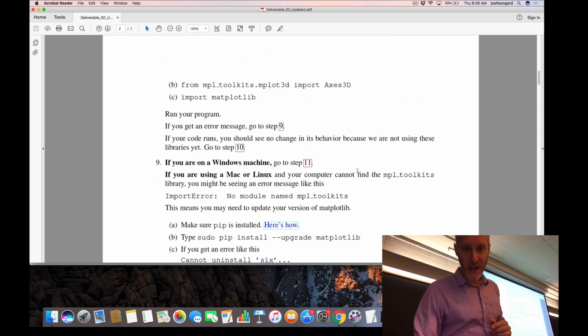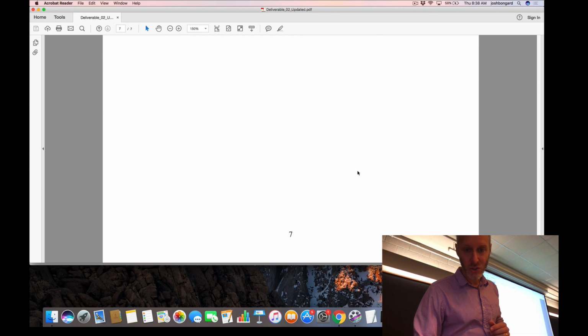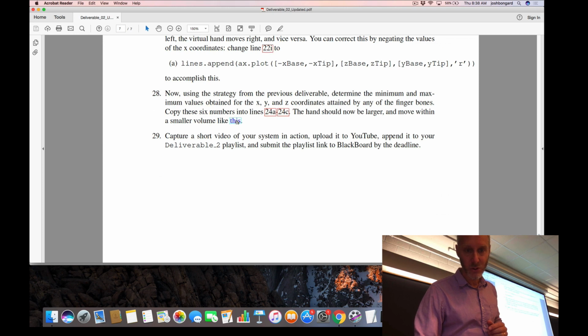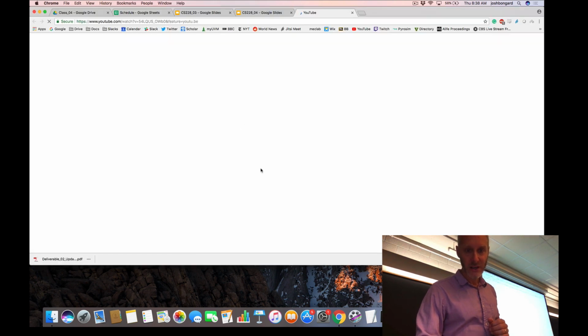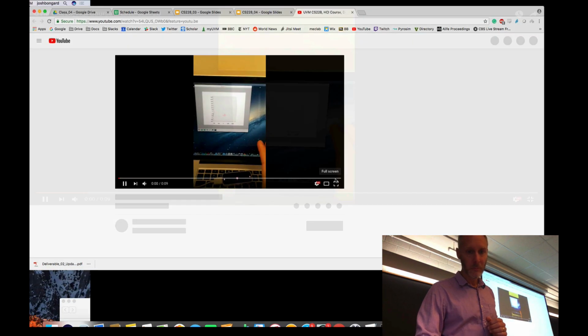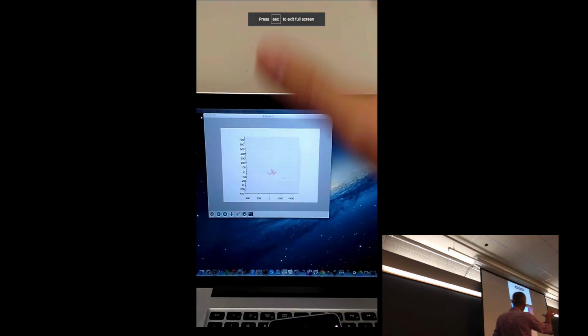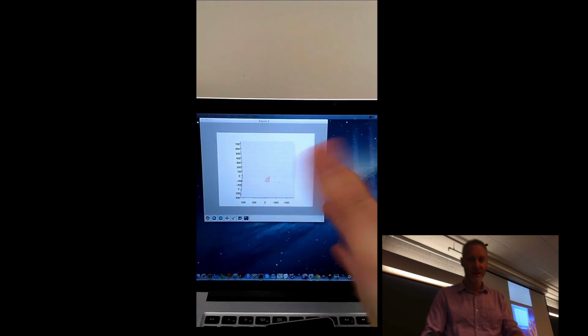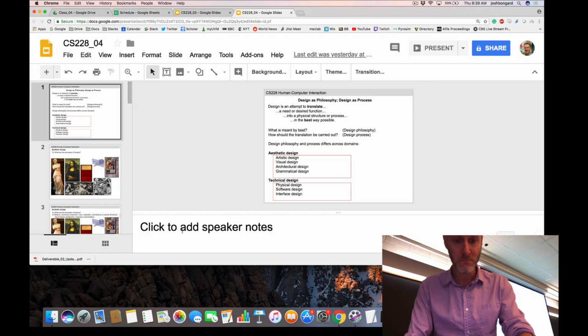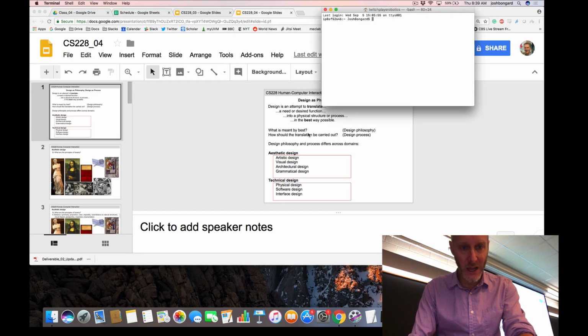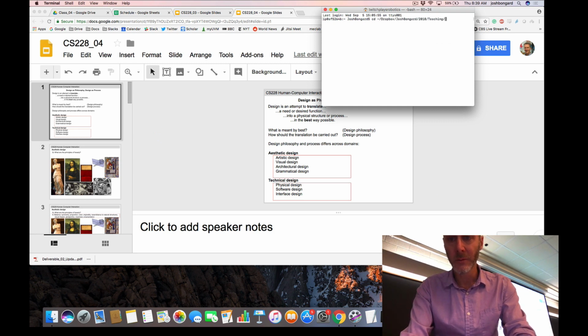So if you do get MPL toolkits to work, you should, at the end of Deliverable 2, get something that looks like the following. So you'll have a three-dimensional volume, and you'll be drawing 20 lines inside of that three-dimensional volume. And if you do not get MPL toolkits to work, you are going to be drawing in 2D, as I mentioned, and you'll get something that looks like the following.